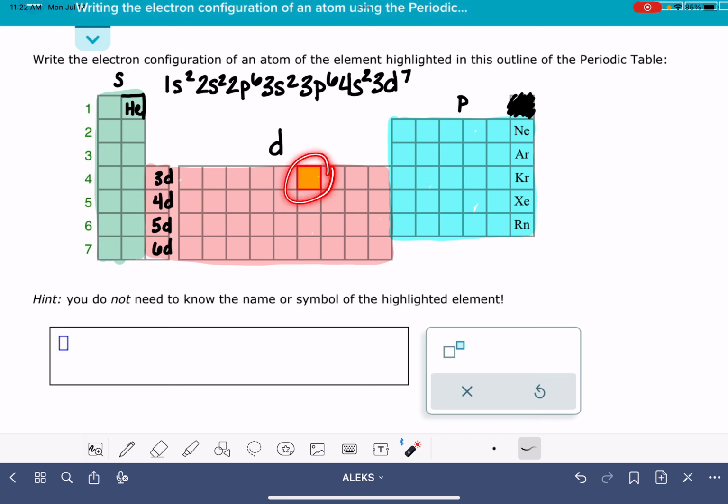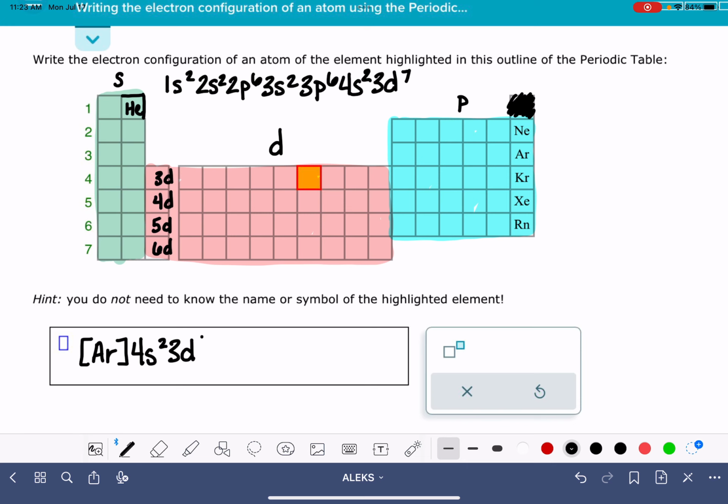Now looking at ALEKS problems, it wants you to use the noble gas abbreviation. For the noble gas abbreviation, you actually start in the row prior. So since our element that we're trying to write the configuration for is in row number 4, we're going to actually start in row number 3 with the noble gas. So we start at the end of the previous row, which is row number 3, and we write the symbol for that element in square brackets. So we write argon, and then we pick up from that element. We pick up from argon. So that would be 4s2 and then 3d7.